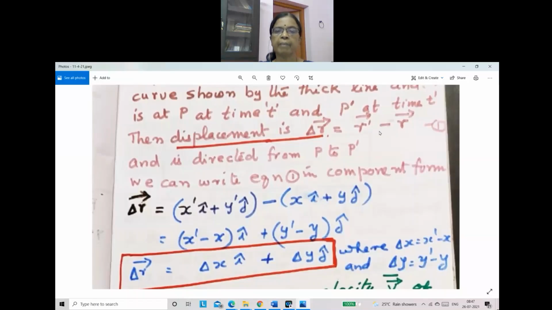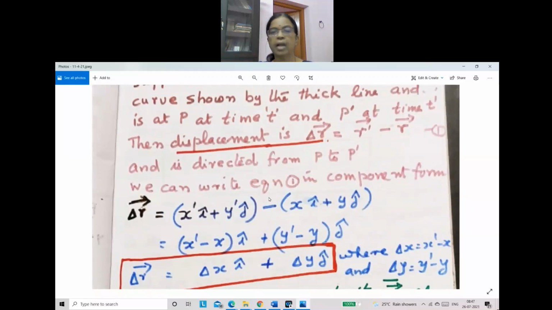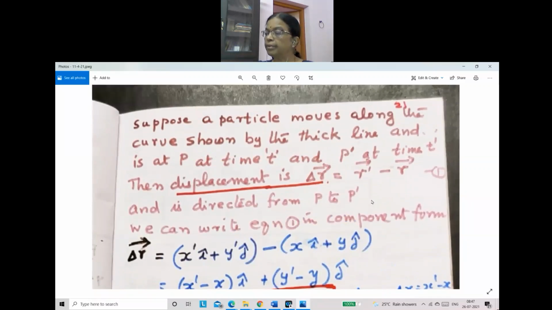Now we are going to find the equation for displacement. We have done one example and are just generalizing that as an equation. Vector delta R, displacement vector, is equal to, we are substituting the values of R dash, x dash i cap plus y dash j cap, minus R, x i cap plus y j cap. And I will ask this to you. What is this?